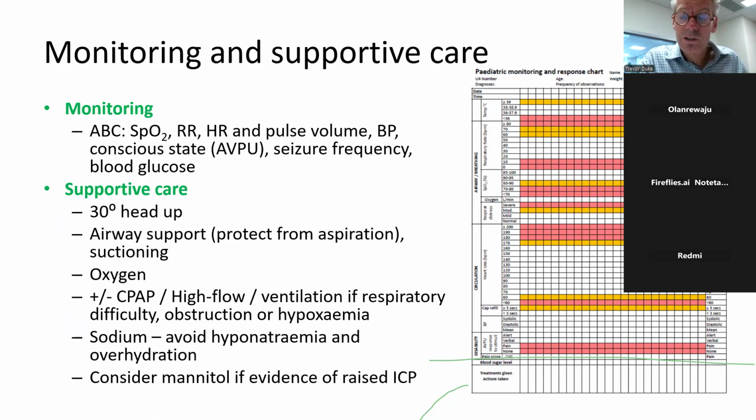And there are a number of things we can do, even if we don't have full intensive care. They can be nursed 30 degrees head up because that reduces any cerebral edema. It also protects their lungs from aspiration. They can have airway support, so suctioning to reduce the risk of aspiration, and some sort of respiratory support with oxygen as a minimum. And then some children need supportive ventilation. You can do basic things like measuring their serum sodium to make sure they don't have hyponatremia, because that's common and that can lead to cerebral edema.